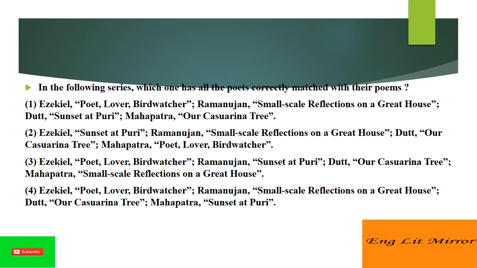In the following series, which one has all the poets correctly matched with the poems? Answer is option 4. Ezekiel, Poet, Lover, Birdwatcher. Ramanujan, Small Scale Reflections on a Great House. Death, Our Casuarina Tree. Mahapatra, Sunset at Puri.